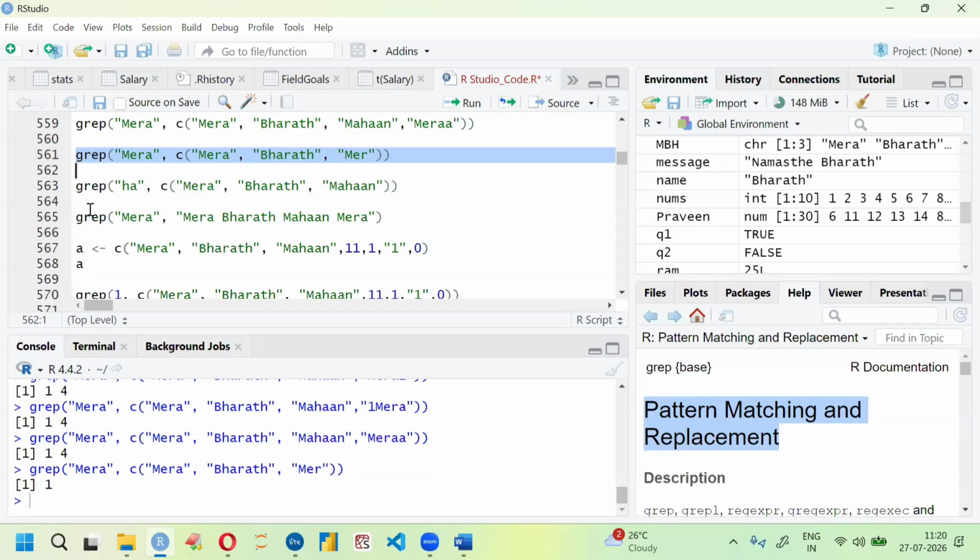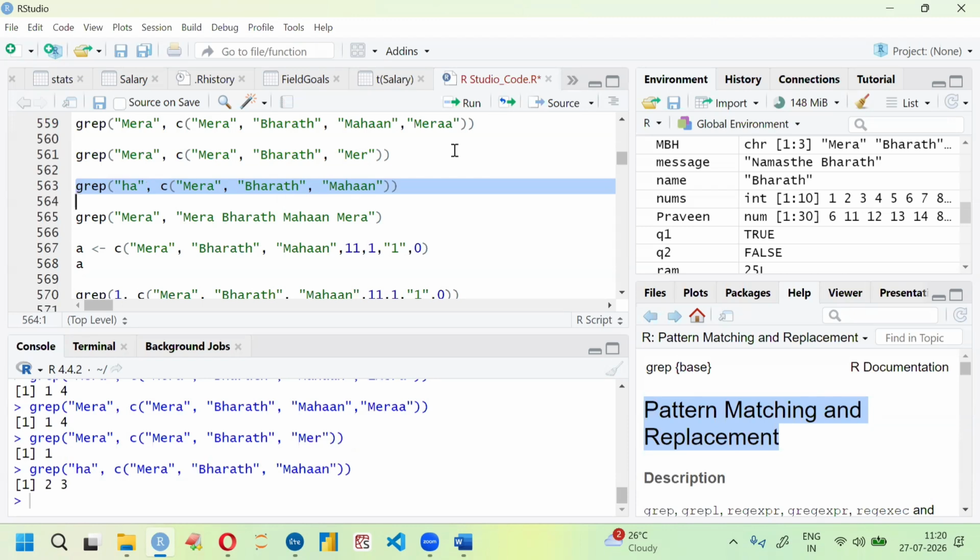See that one. Next, grep. So not only a particular letter, guys. If you see here, Mera is a word. We can get half of the word also. For example, HA is there. So grep HA in Mera Bharat Mahan. If you see, this HA is there in Bharat and it is there in Mahan also. So what we have to get? We have to get index 2 and 3. See, so we got 2 and 3.